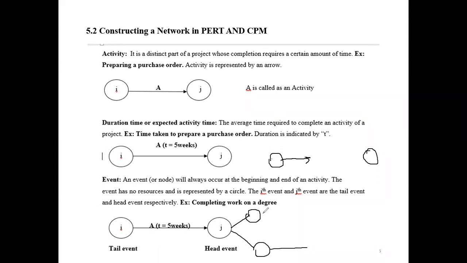If we consider this activity, this is a head event, this is a tail event. So simply, the leading ones are the head events, the following ones are the tail events. For each and every activity, there will be a head and a tail.